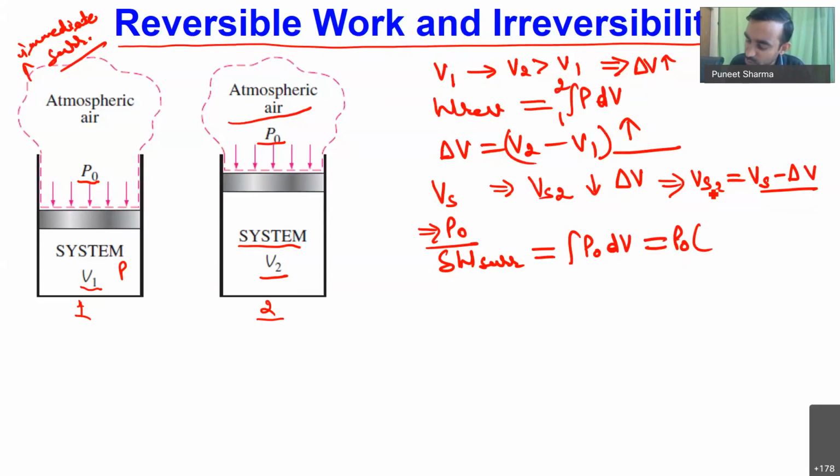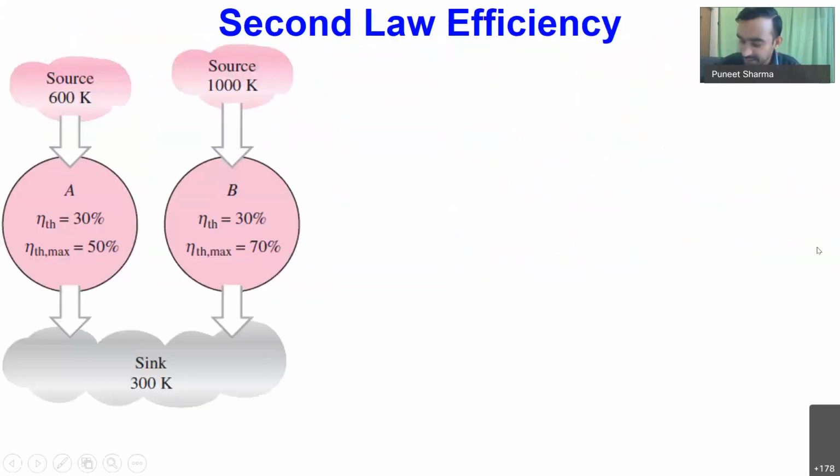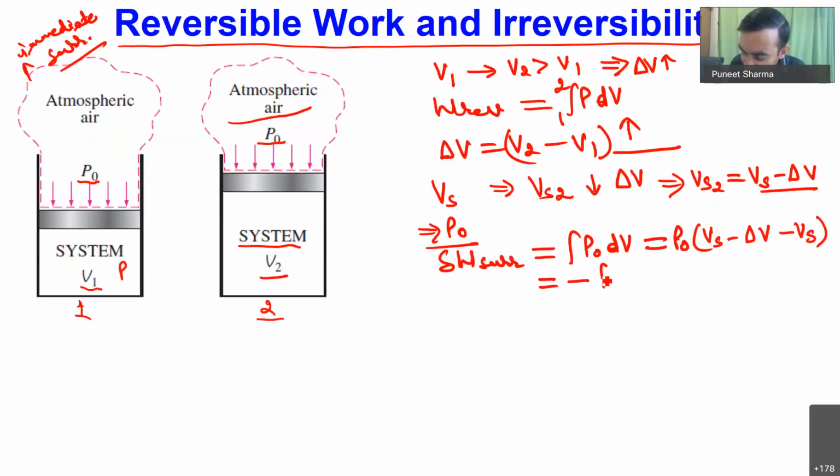So Vs2 I have told you is Vs minus delta V. So this will be my Vs minus delta V, and then the initial volume as minus Vs. Finally I will get the surrounding work as minus P naught times delta V. So it means while this piston is doing reversible PdV work, this P naught times delta V amount of work is actually required by the immediate surroundings of the system to contract its boundary. So this much work is consumed by our surroundings.